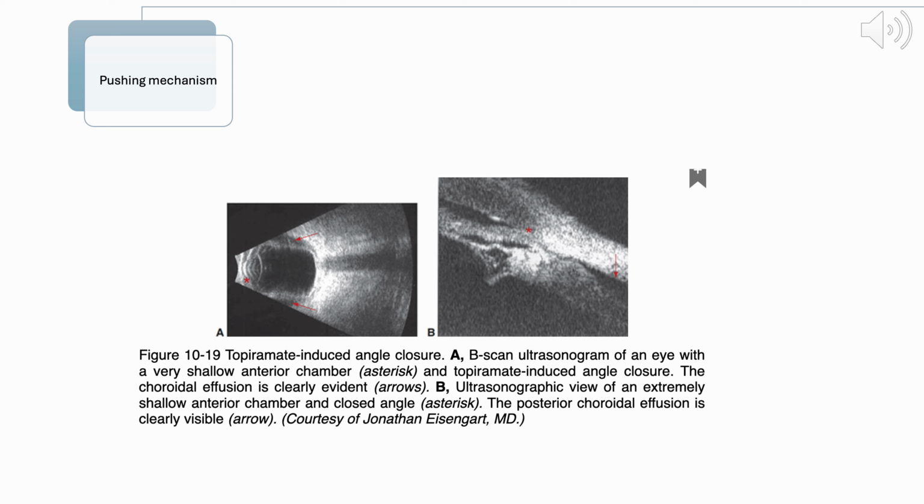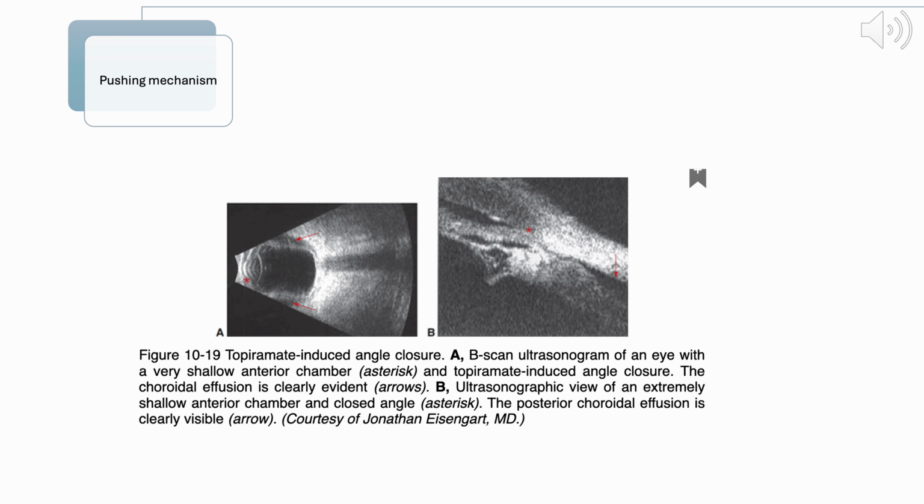This slide shows ultrasound imaging of topiramate-induced angle closure. On the left, the B-scan demonstrates a very shallow anterior chamber marked by the asterisk, with choroidal effusion clearly visible along the posterior pole, indicated by the arrows. On the right, we see an ultrasound biomicroscopy view. Here, the anterior chamber is extremely shallow, with the angle closed, again marked by the asterisk. The posterior choroidal effusion is also well seen, highlighted by the arrow.